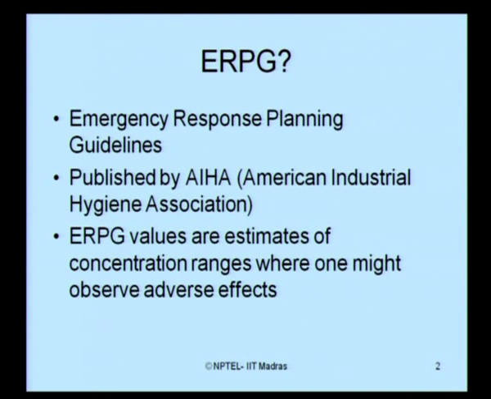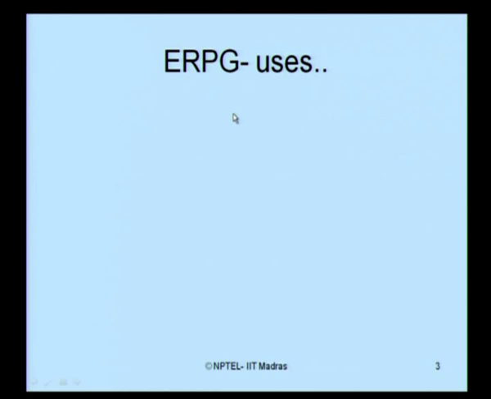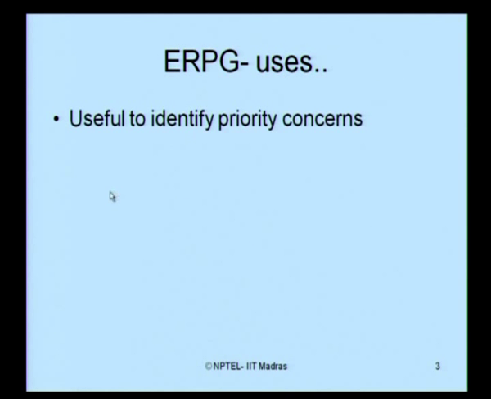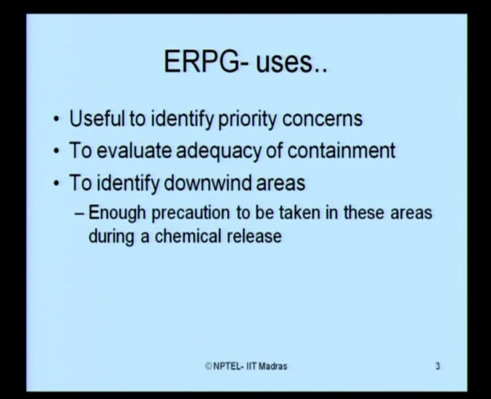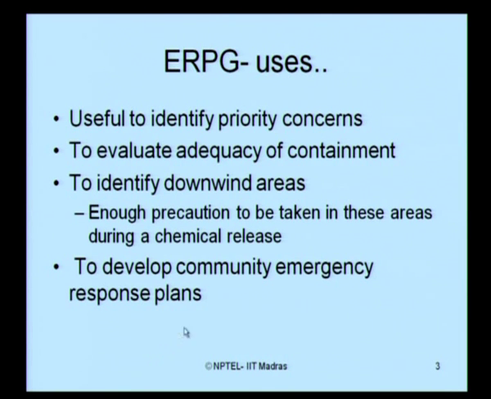So, basically these are values of concentration ranges at which one might observe very severe adverse effects on human health. What are the natural uses of ERPG? They are useful to identify priority concerns related to safety in any process industry, to evaluate adequacy of containment of the process industry, and to identify downwind areas. Therefore, you can take enough precaution in these areas during any such toxic release of the chemical. Also to develop what we call community emergency response plans.